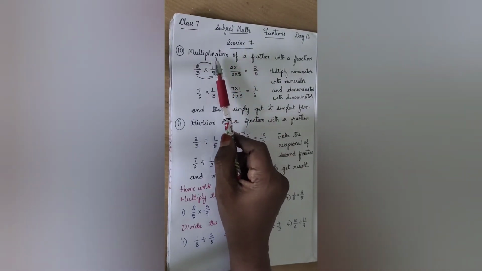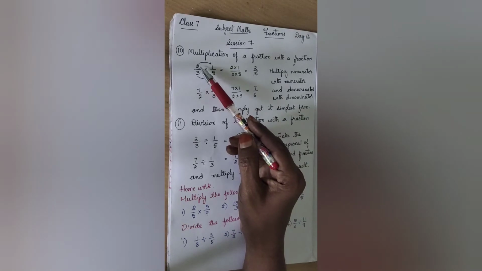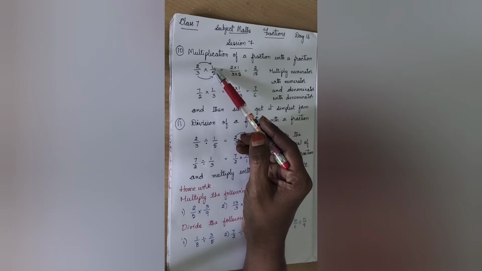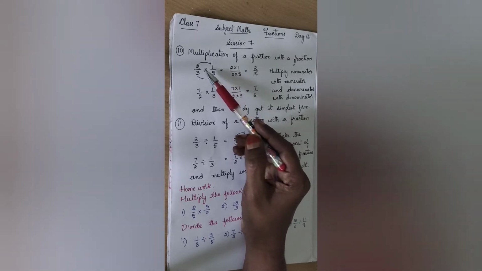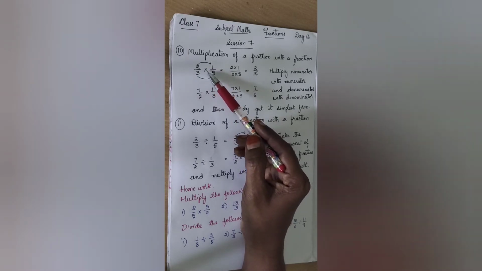Today we are going to learn about multiplication of a fraction with a fraction. In the last session, we learned about the butterfly method for addition and subtraction of fractions, which was the easiest method to add or subtract any fraction. So now let's multiply two fractions given here. First one is 2 by 3, second one is 1 by 5. So here we have to multiply these two fractions.